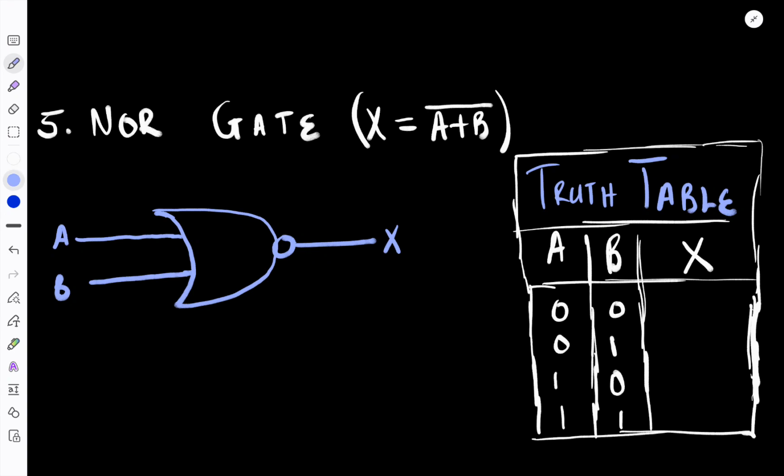Now let us combine them. What did we say we do? We add first. Then what are we going to do later? We will invert. So let's add. What is 0 plus 0? It's a 0. Then you invert it, it becomes a 1. What is 0 plus 1? It's a 1. Then you invert it, becomes a 0. What is 1 plus 0? It's 1. You invert it, it becomes a 0. What is 1 plus 1?